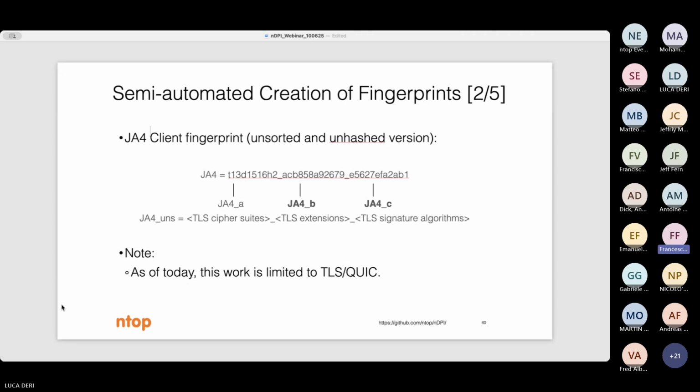The fingerprints that are used are the same that I've mentioned before, and they are the JA4 fingerprints. Only the last two parts of the JA4 are used, and these parts are related to the cipher suites of TLS, the extensions, and the signature algorithms. In the original JA4, these are hashed using SHA-256. But in the work I'm doing, I'm considering them in their unsorted, unhashed version in order to have more granularity to classify the applications. And this is done as of today only for traffic that uses TLS and QUIC in order to have this TLS information.